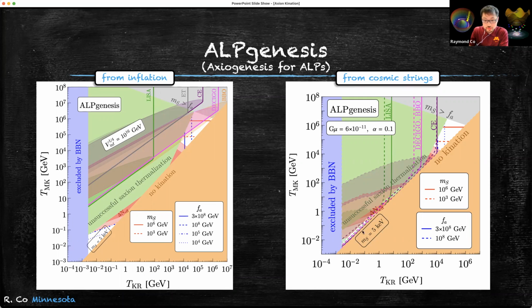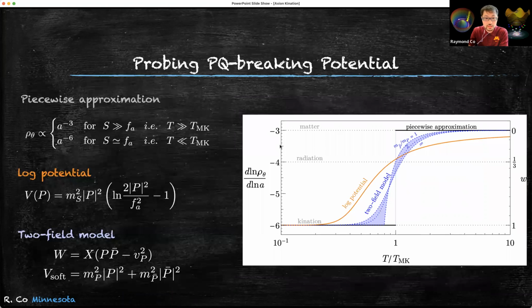So the cosmic strings are good at probing T_KR and T_MK at high temperatures. The inflation are good at high temperatures, and the cosmic strings are good at probing low temperatures. So the bottom line of these two figures is that in the open parameter space, some of them can be probed by gravitational wave signatures if we require ALP-genesis. And sometimes we also require dark matter abundance in this parameter space.